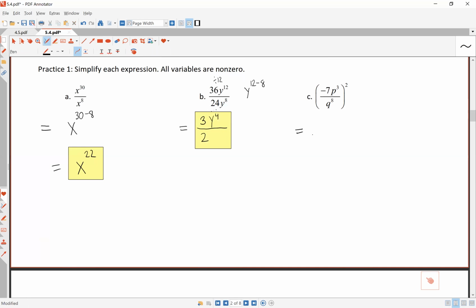Letter C, we square each piece of this fraction. The negative 7 gets squared, p cubed gets squared, and q to the 8th gets squared. Negative 7 squared is 2 negatives and 2 sevens, which gives us negative 7 times negative 7, which is 49. p cubed squared is 3 times 2, which is 6. And q to the 8th squared is q to the 8 times 2, which is 16.